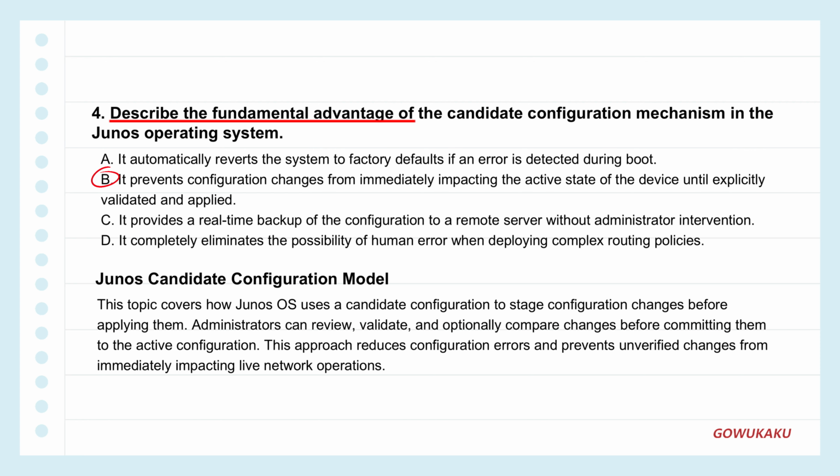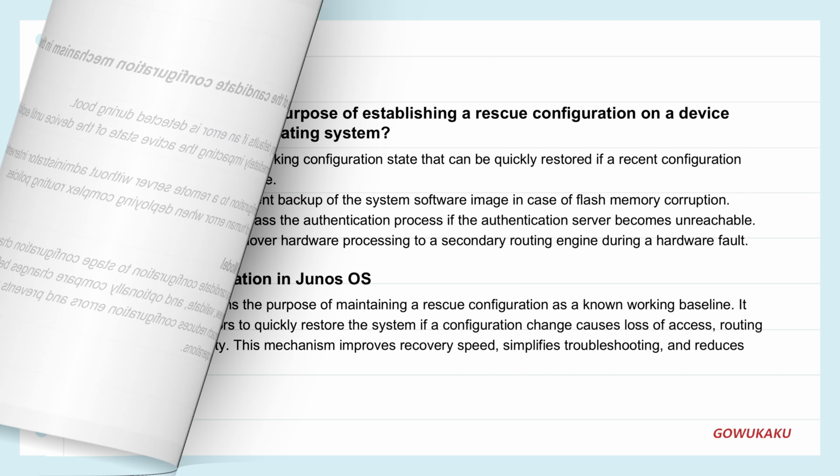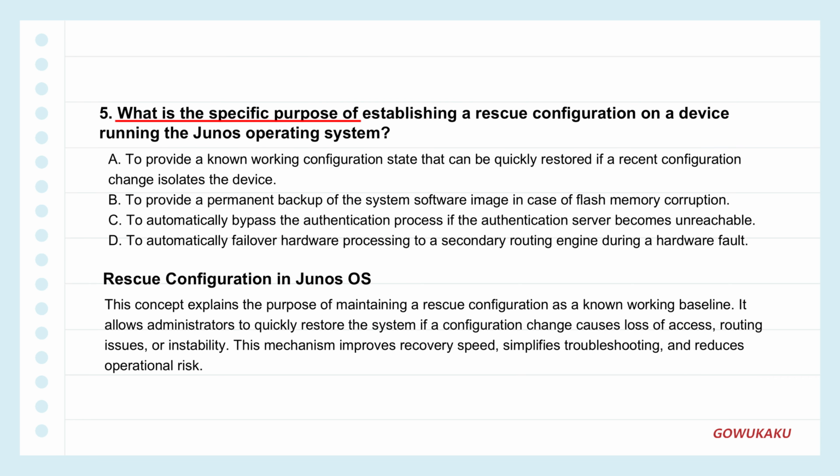But what happens if you do hit commit on a terrible configuration and you manage to lock yourself entirely out of the device? The panic moment. Oh, right. Question 5. What is the specific purpose of establishing a rescue configuration on a device running the Junos operating system? Let's see the options.